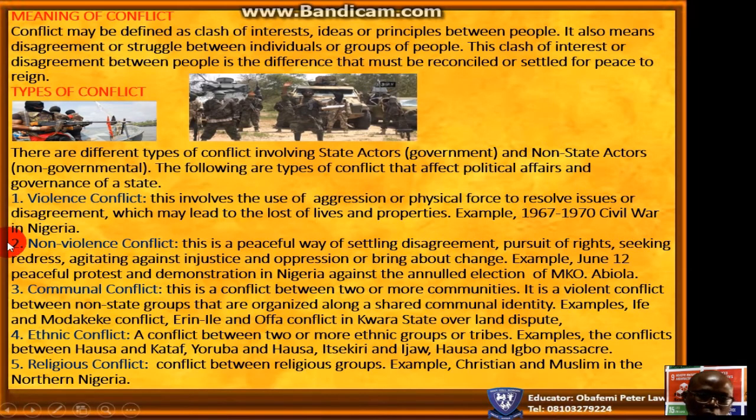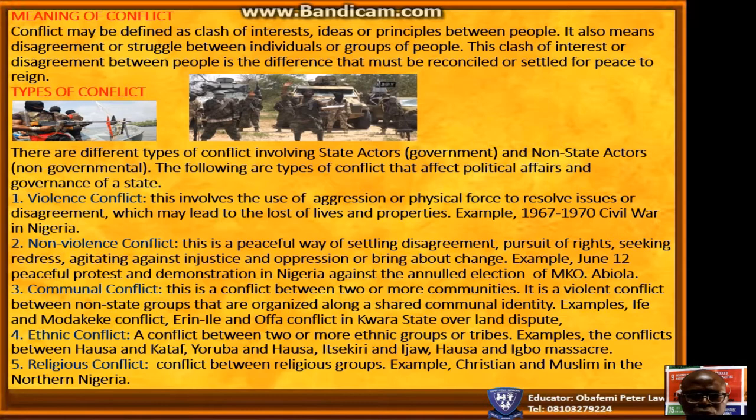While the second one is the non-violence conflict. And when we talk about non-violence conflict, it is a peaceful way of settling disagreement, pursuit of rights, seeking redress, agitating against injustice and oppression, or bringing about change in the society. What this type of conflict is saying is that it is a disagreement, but this disagreement is not a destructive one that leads to the loss of lives and property, but it is a means of agitating for what is right or settling discords or differences.